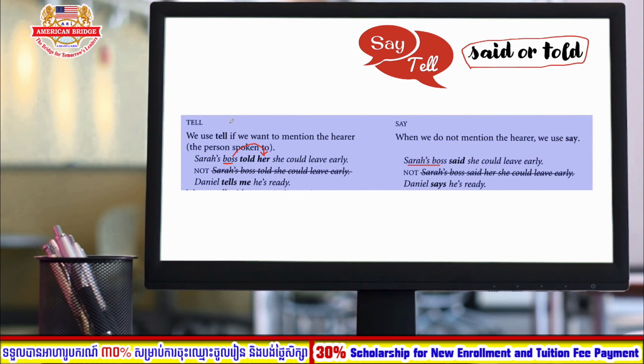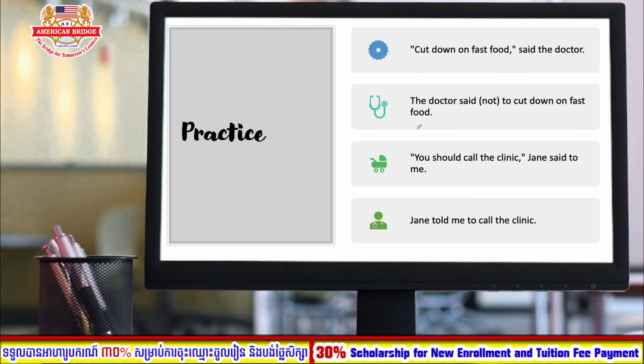Again, if we use the word tell or told, this verb needs an object, okay? It needs an object, mostly a pronoun. He tells me, he tells somebody. But when we use the word say, there is no object. He says something, he said that. There is no object, okay? No pronoun right here.